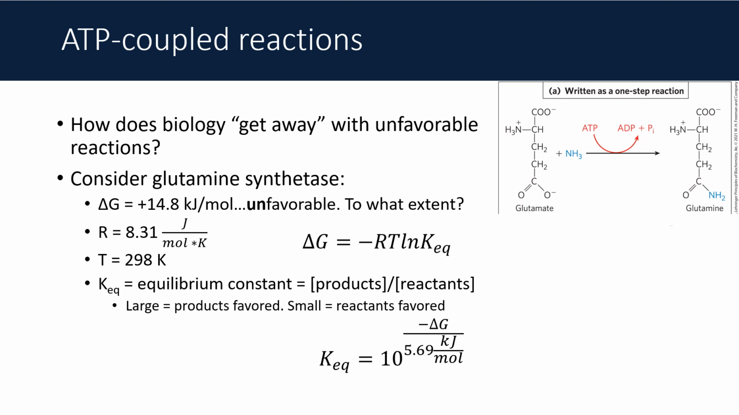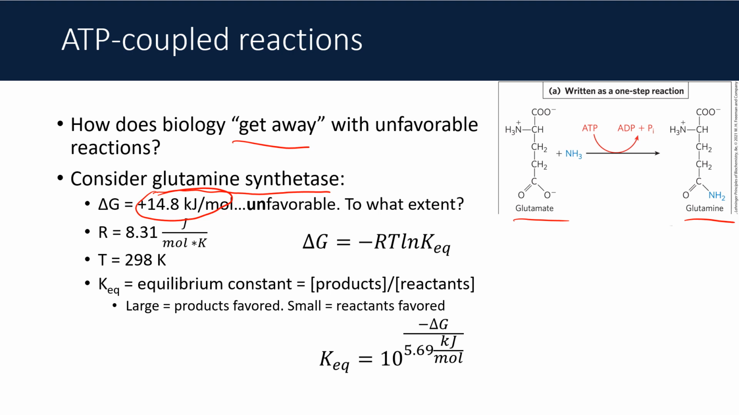So how does biology use ATP to get away with the unfavorable reactions of anabolism and such? To understand that, let's consider the enzyme glutamine synthetase. This is an ATP-dependent enzyme that reversibly converts glutamate into glutamine. Its reaction delta G is about positive 15 kilojoules per mole, which means this is a quote unquote not spontaneous process. It is thermodynamically unfavorable.